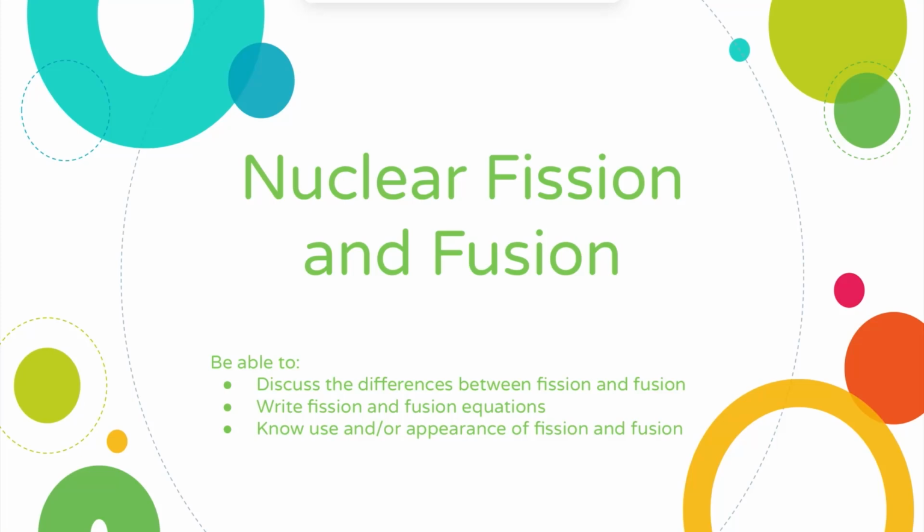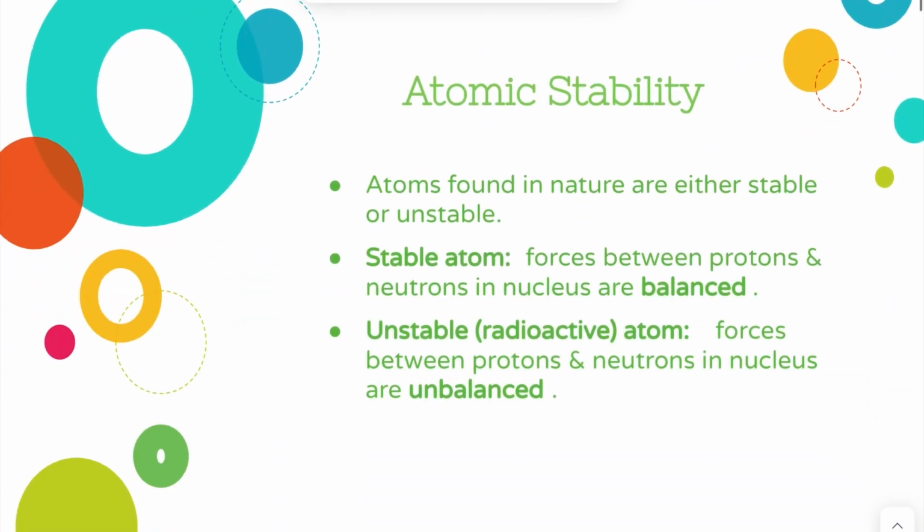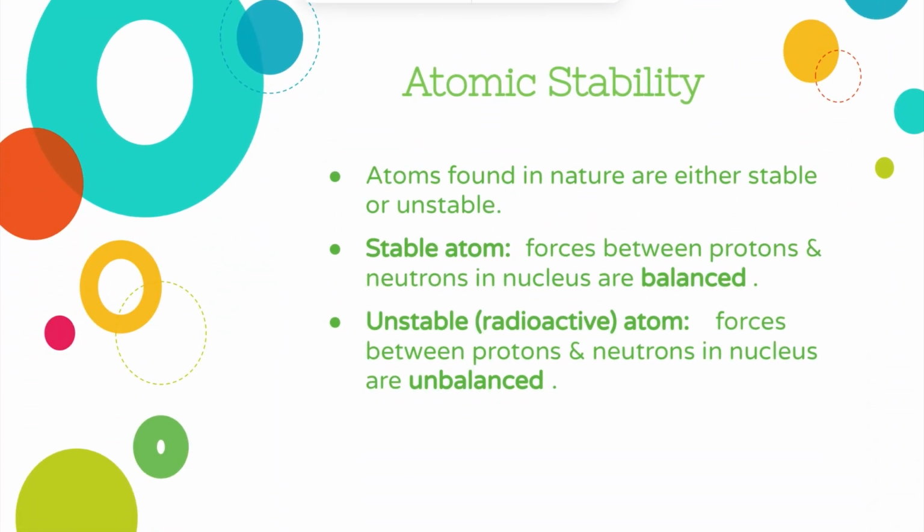These are the notes on nuclear fission and nuclear fusion. Again, we are talking about atomic stability throughout this course, and when we talk about nuclear chemistry, we are looking at ways that our atoms can become more stable.